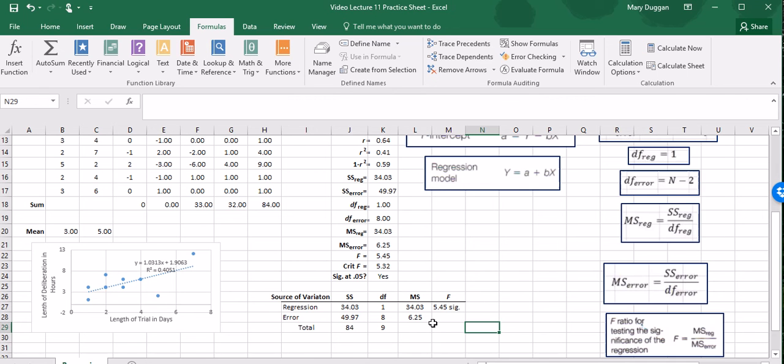So there you have it. To summarize, based on our data, we calculated a regression equation of y, which is the length of jury deliberations. We found it equal to 1.03 plus 1.90 times x, where x is the length of the criminal trial. And we also determined that the length of a trial accounts for 41% of the variation in length of jury deliberation. And we also found that this relationship was statistically significant.